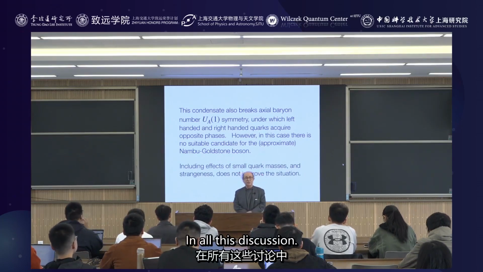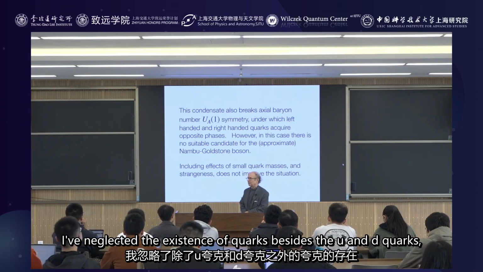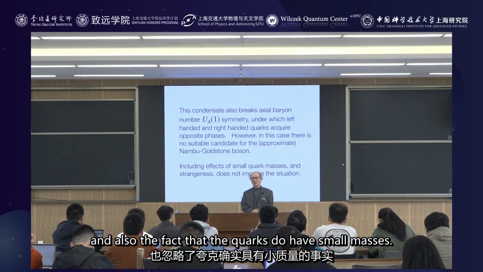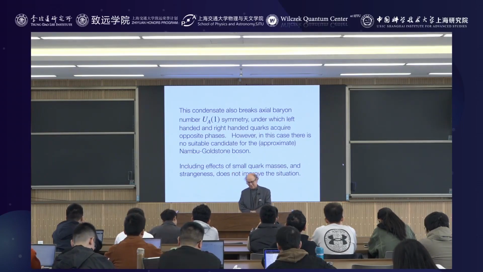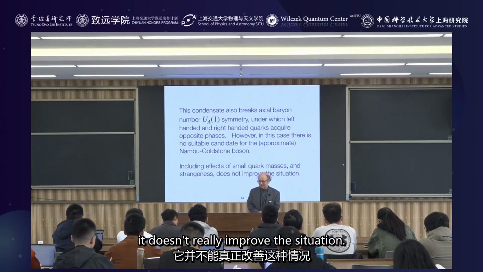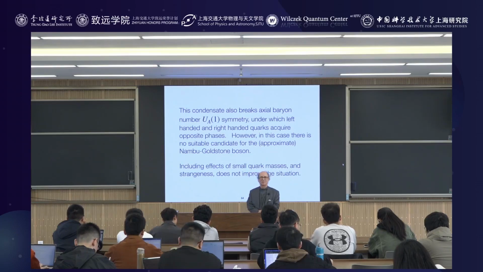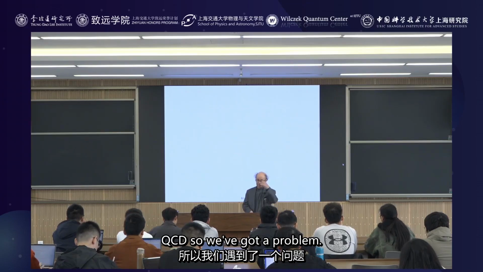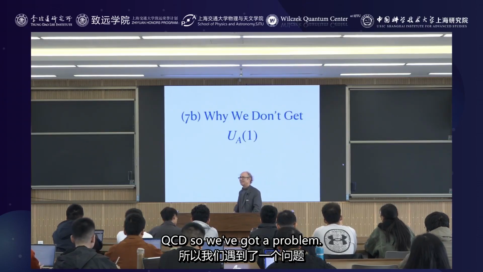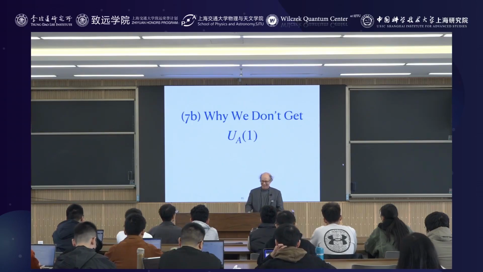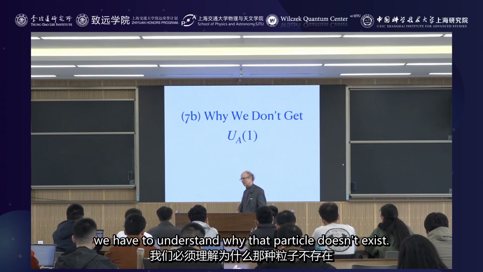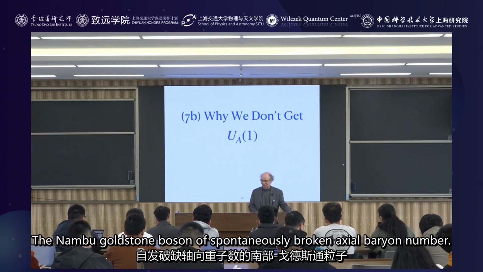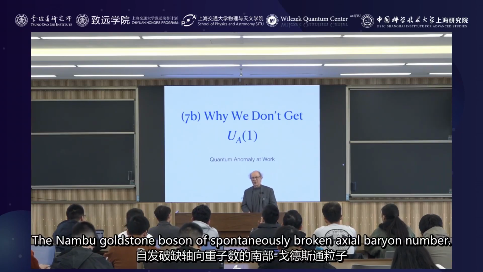In all this discussion, I've neglected the existence of quarks besides the U and D quarks, and also the fact that the quarks do have small masses, but if you do that more carefully, it doesn't really improve the situation. Those are small effects within the world of low energy QCD. So we've got a problem. If QCD is going to describe the world, we have to understand why that particle doesn't exist, the Nambu-Goldstone boson of spontaneously broken axial baryon number.